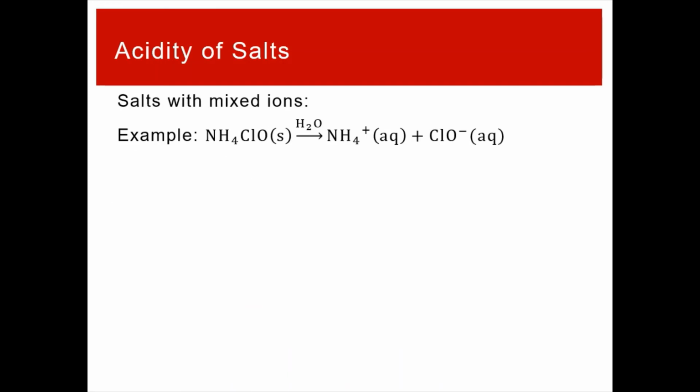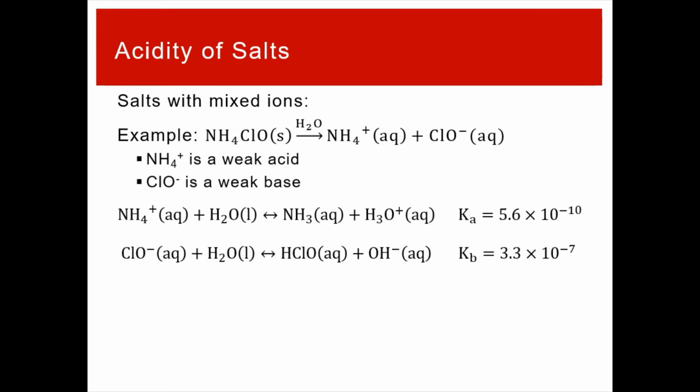You can also have issues where you have mixed ions in a salt. So for example, ammonium hypochlorite, NH4ClO. When that dissolves, you get ammonium, which is a weak acid, and hypochlorite, which is a weak base. So both of these are in solution, and the question then is whether this overall is going to increase or decrease the pH. And so again, we turn to the Ka and Kb values of these ions.